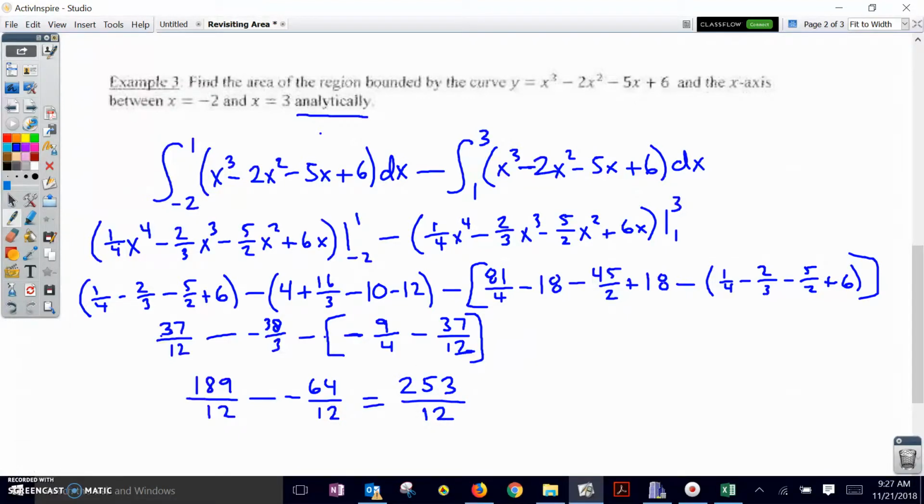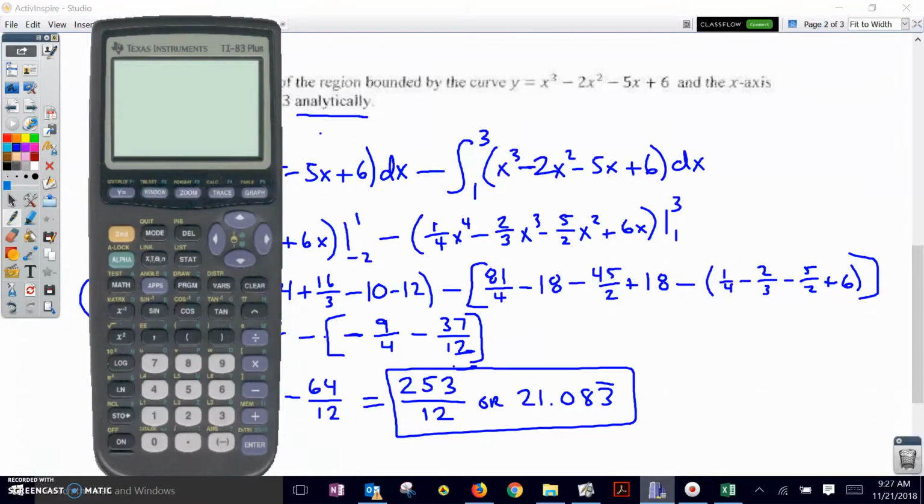we end up with our final area of the region being 253 over 12, or for those of you who like the decimals, 21.083 repeating. Alright. Now let me check myself here. This is outside the context of the problem, but I just want to check myself.